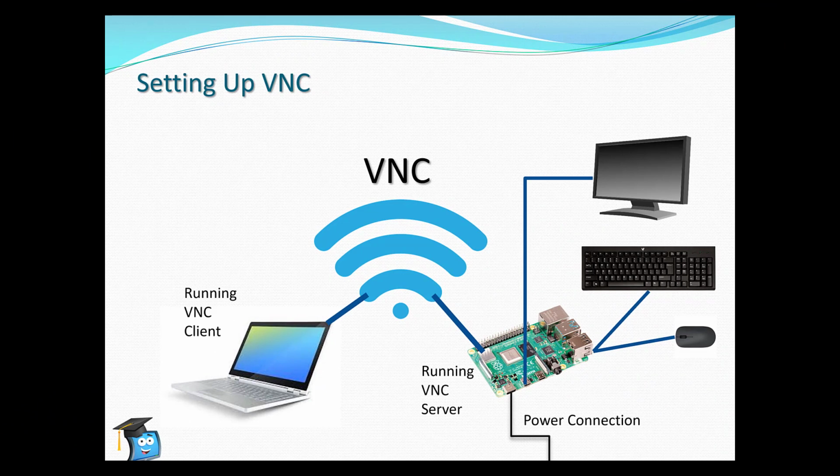So at this point, this is where we're at. I've got my laptop that's running my VNC client, which we just installed. It's attached to the wireless network. And through the wireless network, it is now connected to my Raspberry Pi, which is running VNC server. And we still have our power connected. We have our monitor, keyboard, and mouse connected. So next, what we want to do is disconnect the monitor, keyboard, and mouse.